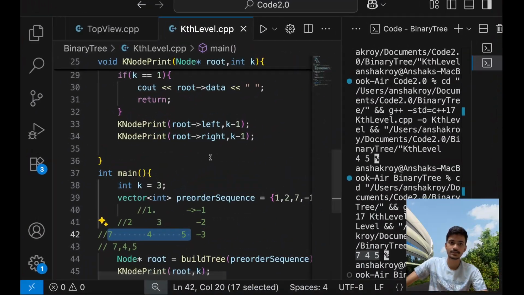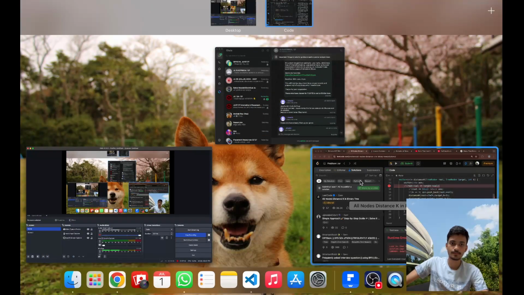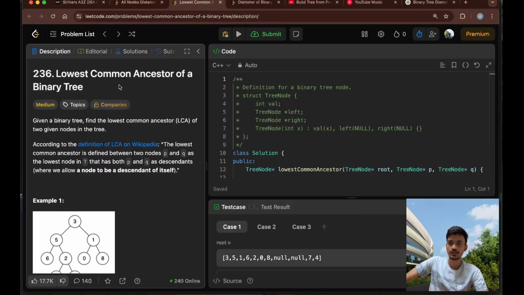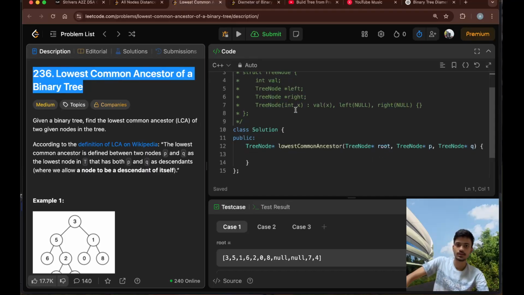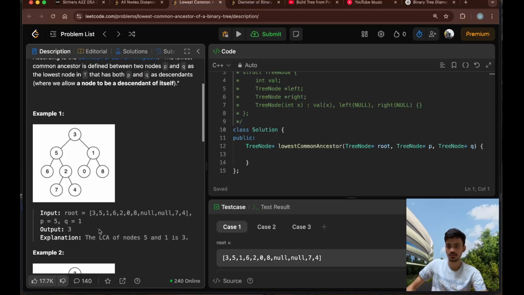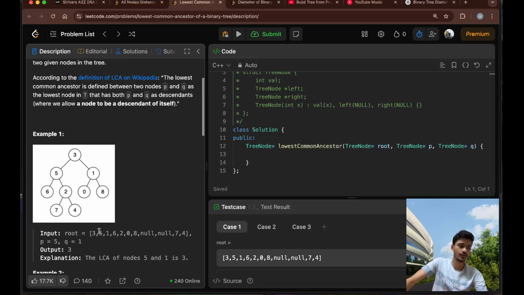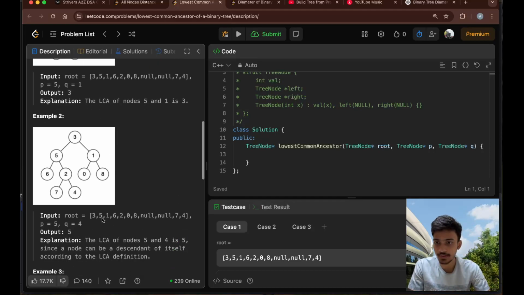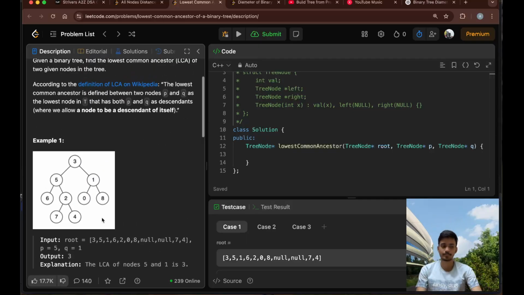Okay, let us solve this question. LCA, lowest common ancestor. Okay, this is a very nice question. Here you have to think a little bit. First of all, let us see an example. First of all, what is an LCA? Let us see.